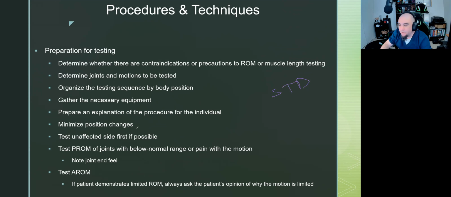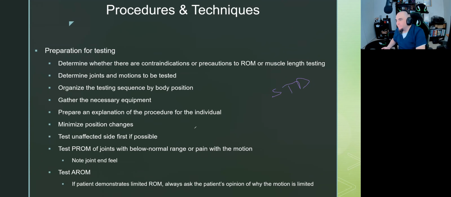Minimize position changes. If we can, we want to get all the position abnormal soft tissue approximation. There's a nice way of putting it. Yes. That is excess adipose. You are correct. There's an abnormal soft tissue approximation at the waist.